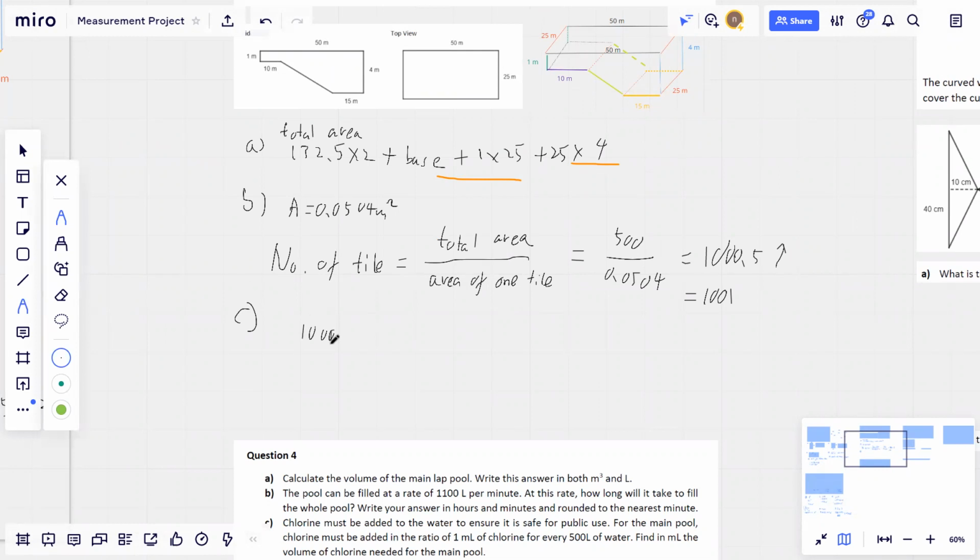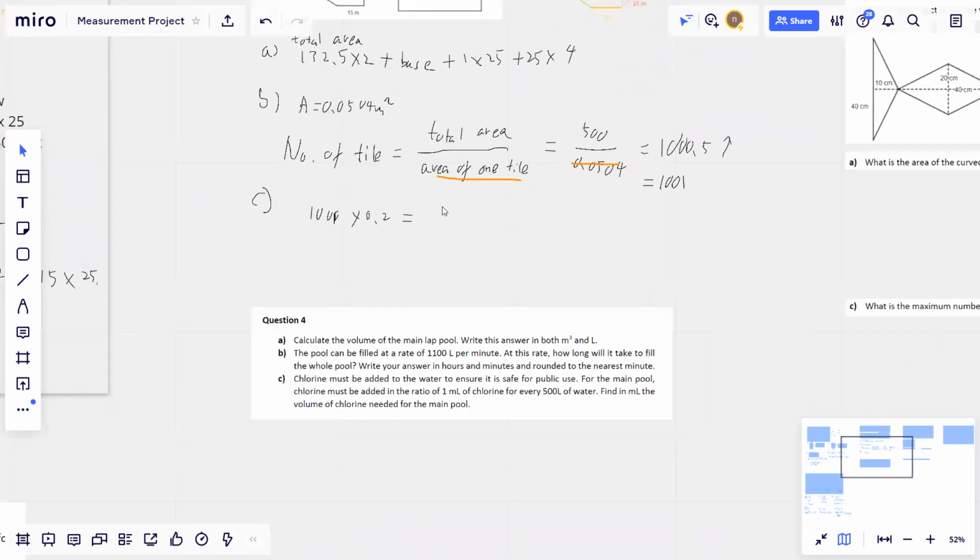1001 is the number of tails, times the single cost, which is $0.2. Then you multiply those two together and you get the total cost. So that's how we do the third question. You need to do the calculation by yourself. Okay, and then we go to question 4.